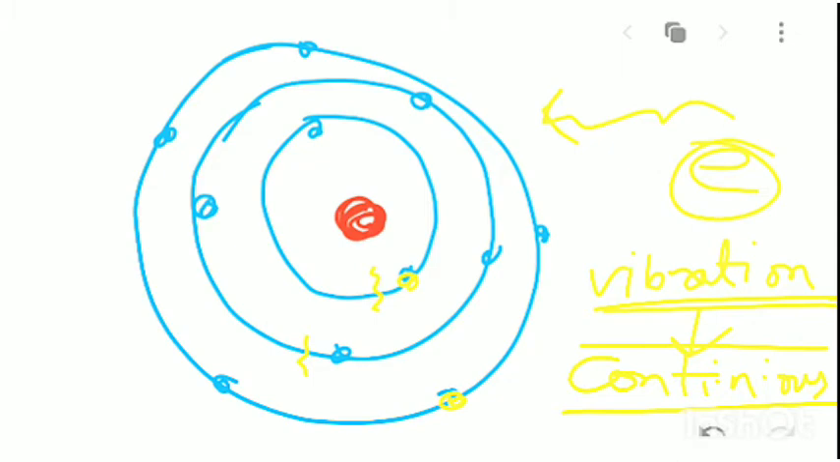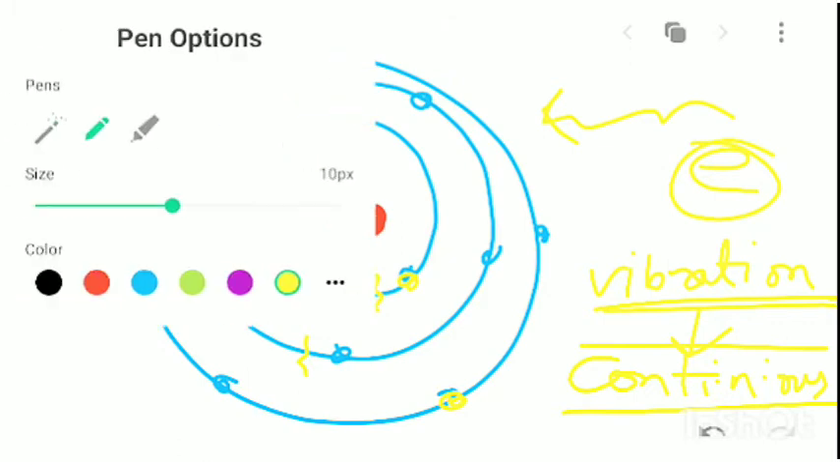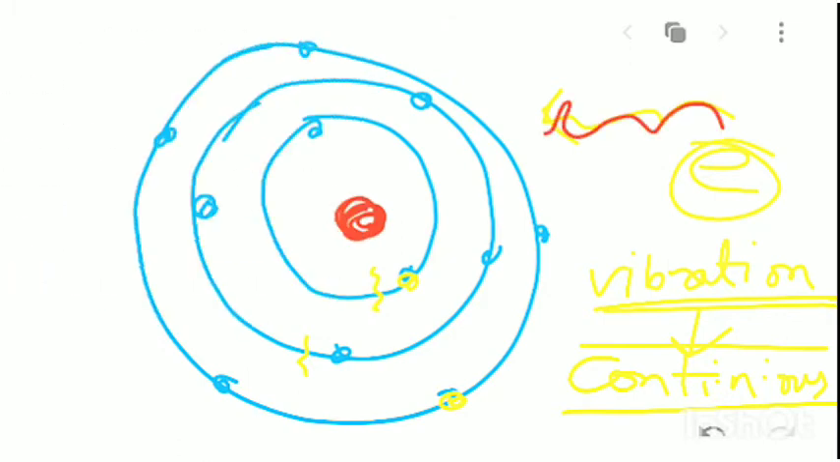It depends on how much energy the atom is absorbing, and due to this absorbing of energy, the electrons vibrate, and due to their vibration, we can find the continuous X-rays. But sometimes these electrons bring a good amount of energy with them.